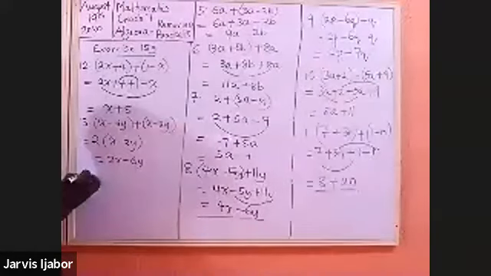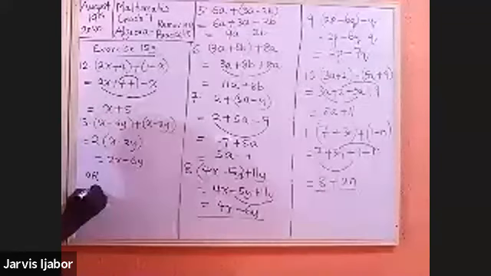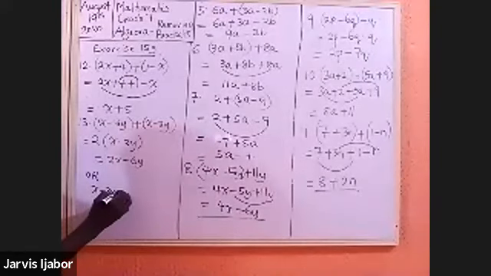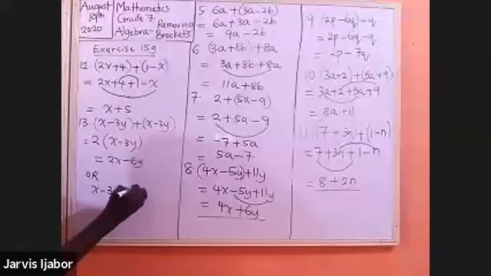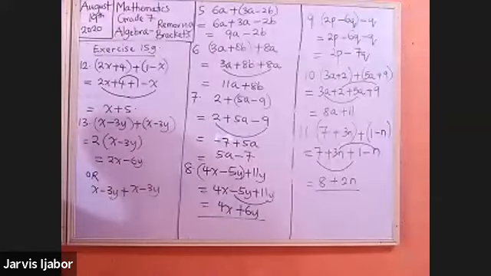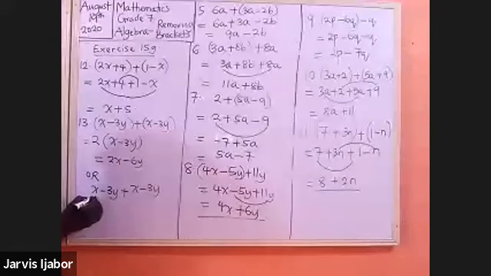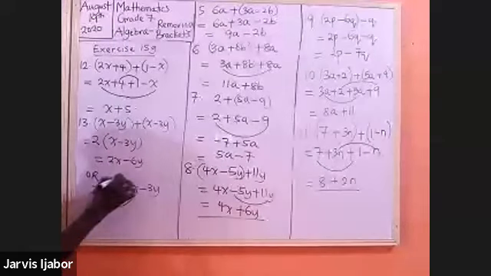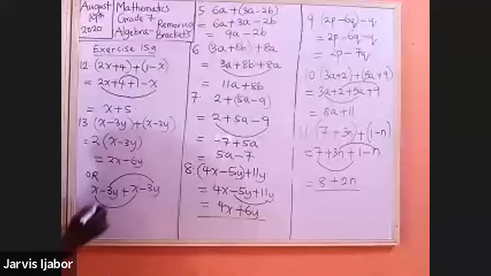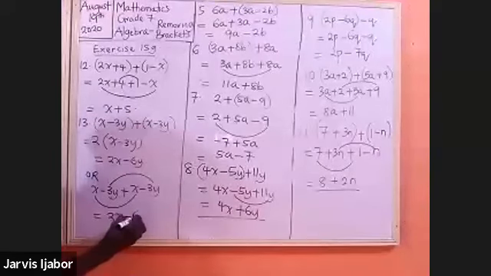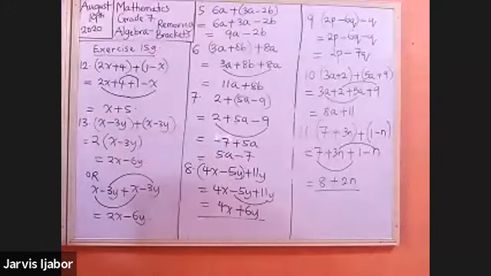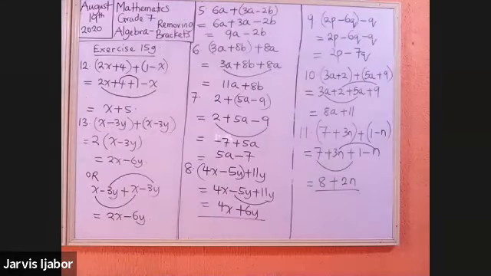So the right method as of now will be this: x minus 3y plus x minus 3y. Are you seeing that? So this will add up to this, and this will add up to this. The signs are the same. So this will be 2x as a positive, this will be negative 6y because of the signs. All right.